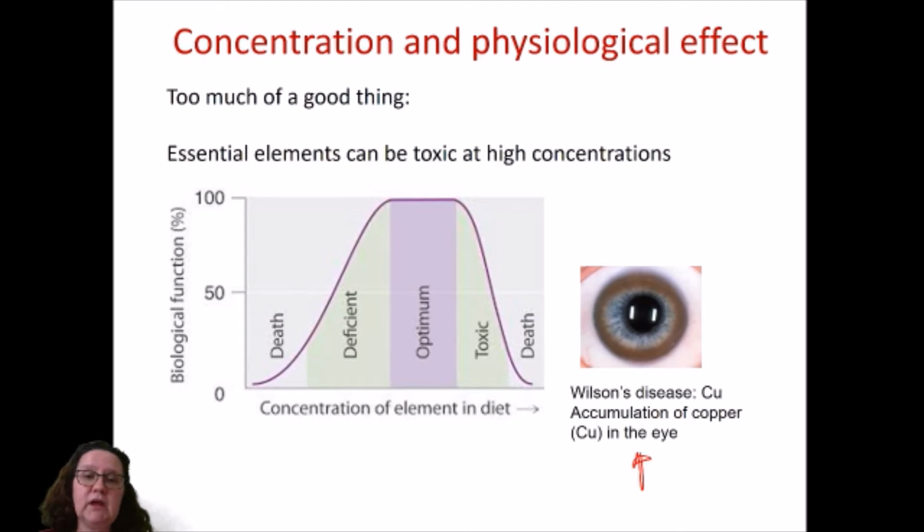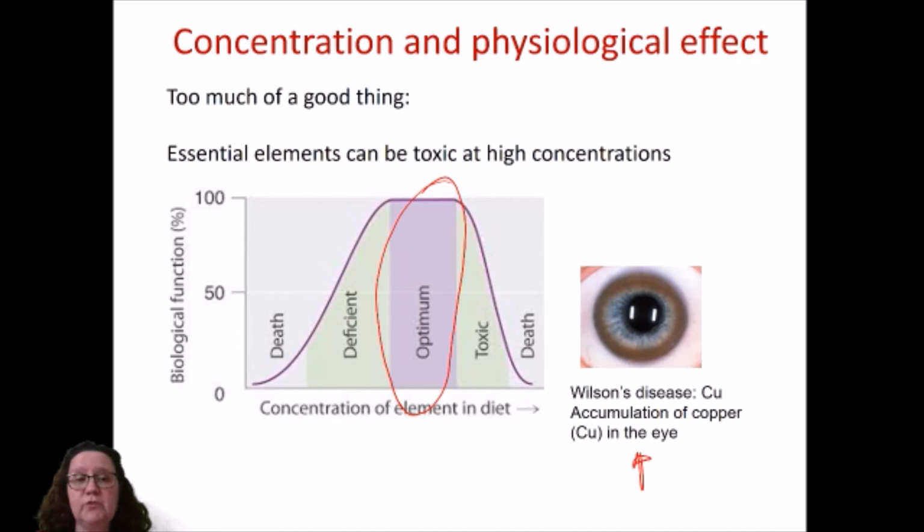You've got here a generic graph that represents, on the x-axis, the concentration of a particular element in the diet, and on the y-axis the biological function. And there is an optimum level, which is different for each metal, in which the concentration of the metal in the body is appropriate to perform its biological function.